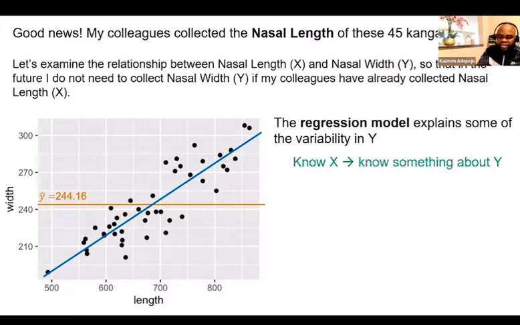Now, what is the formula to do that? What I'm trying to say now is, if I know X, can I know something about Y? What am I trying to say? If I know the NASA length of a male kangaroo, can that give me information about the NASA weight of the same kangaroo? Don't forget, I'm actually using X to represent NASA length, and I'm using Y to represent NASA weight. Okay.